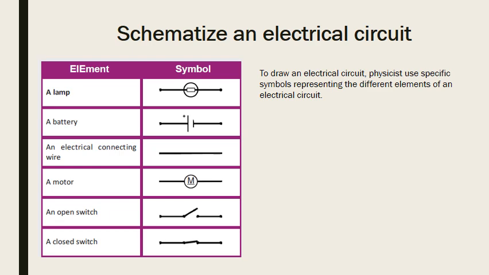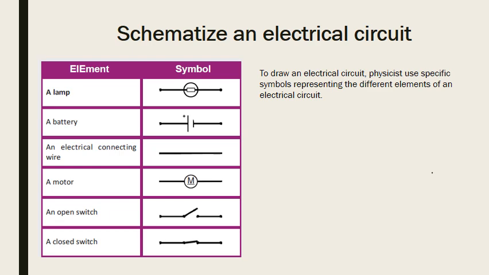Schematize an electrical circuit. So we looked at how to draw each of the components: a lamp, battery, electrical connecting wire, motor, open switch and a closed switch. And to draw an electrical circuit, physicists use specific symbols representing the different elements of an electrical circuit.